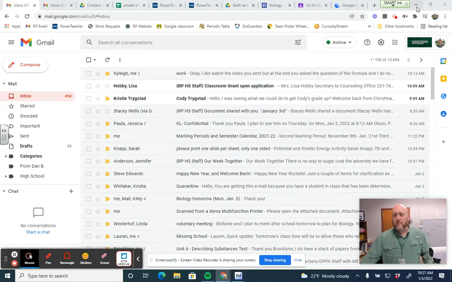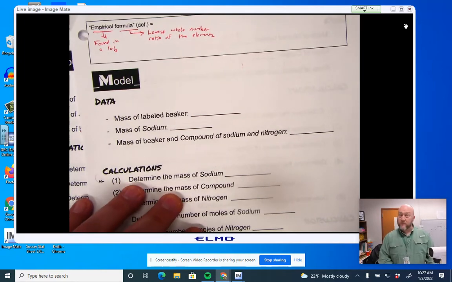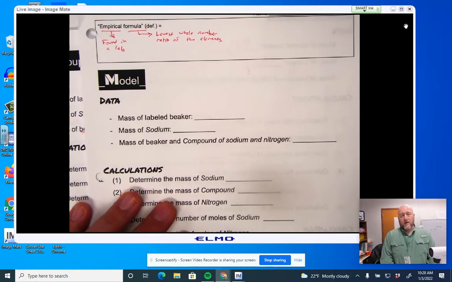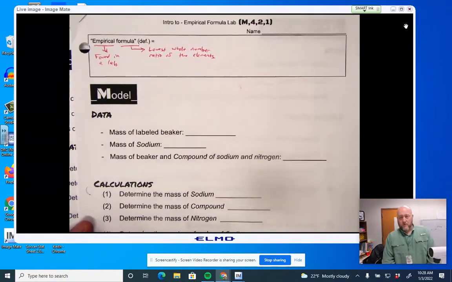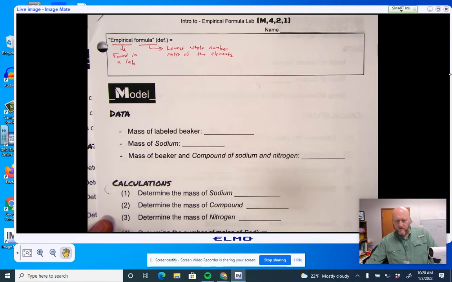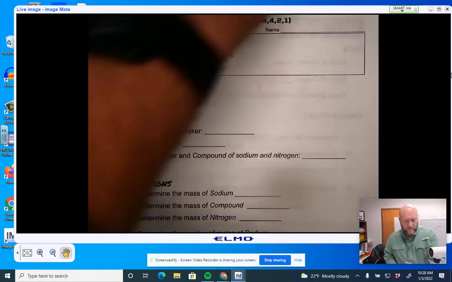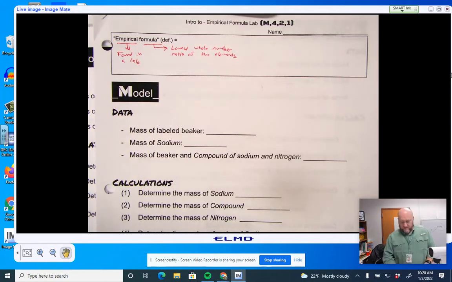All right, hi there. So I wanted to make a video here kind of walking through the M421 activity that we did today regarding empirical formulas. I'm going to make this just a little bit bigger there. So let me walk through this process to show you a little bit of how we're doing some of these calculations.